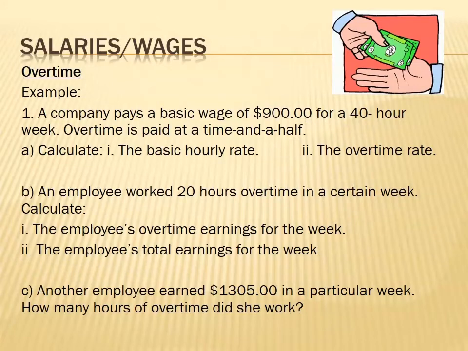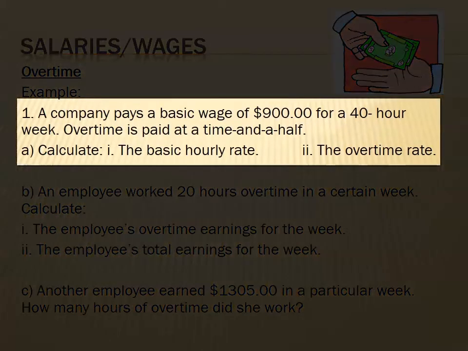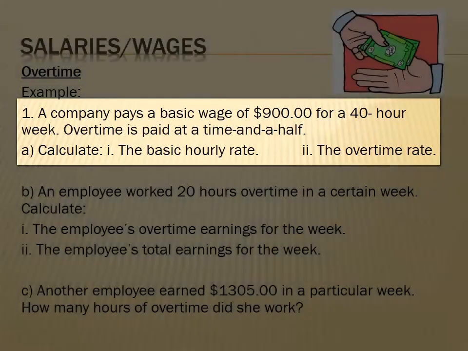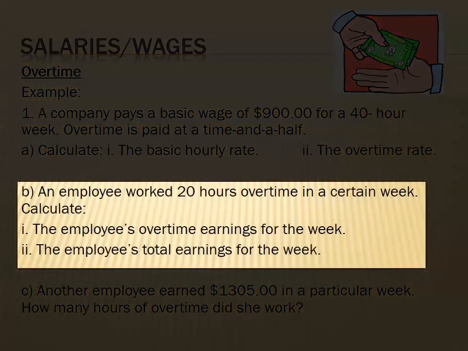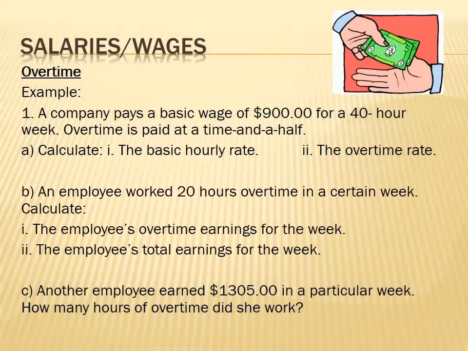Let's look at this example. A company pays a basic wage of $900 for a 40-hour week. Overtime is paid at time and a half. Part A, calculate Part 1, the basic hourly rate, and Part 2, the overtime rate. Part B, an employee worked 20 hours overtime in a certain week. Calculate Part 1, the employee's overtime earnings for the week, and Part 2, the employee's total earnings for the week.